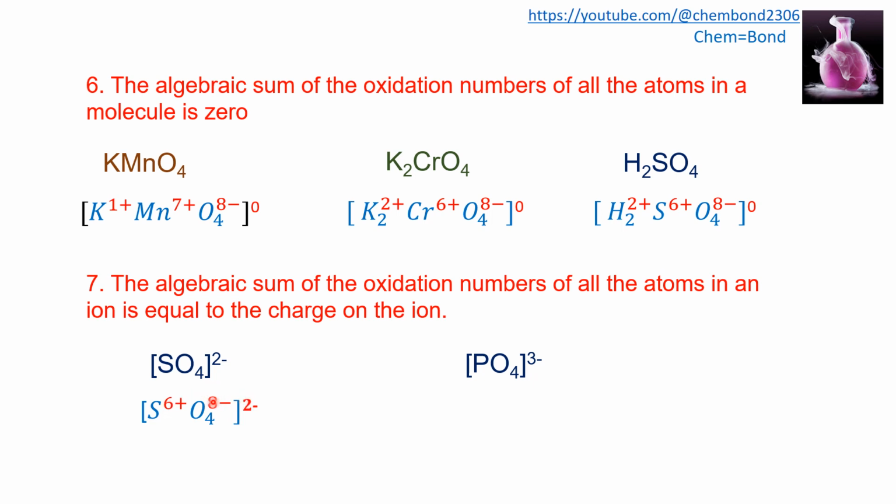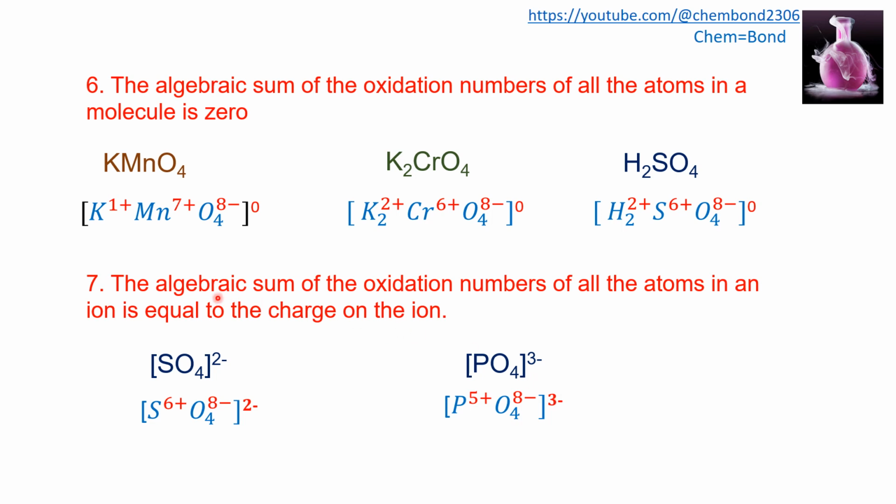So -8, when we combine it with +6, it will result -2, because there is a rule that their sum will be equal to the charge on that ion. In case of PO4, O4 oxygen has -2 and there are 4 oxygen present, so it will result -8. We will put a number with -8, so their sum will result -3. So here +5 is the suitable number that will result -3. -8 plus 5 will result -3.